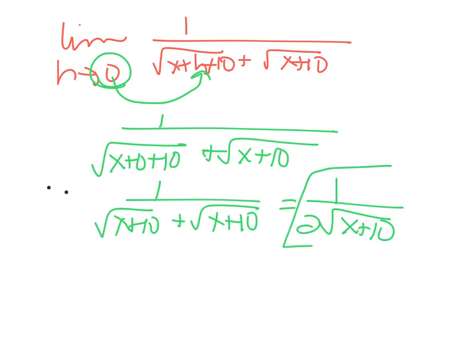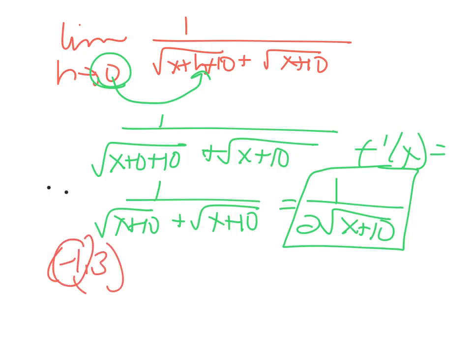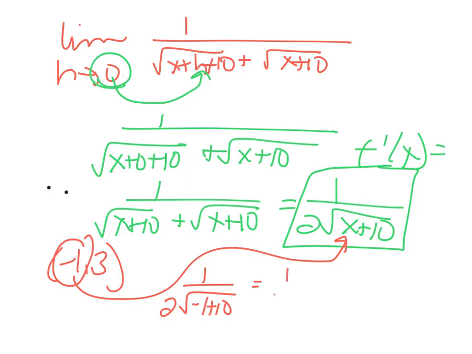This is the expression. This is my first derivative. This is the expression for my slope. So now if we want to plug in the point (-1, 3), I'm going to plug in -1 where the x is. So that gives me 1 over 2 times square root of -1 plus 10, equals 1 over 2 times square root of 9, equals 1 over 2 times 3, which gives me 1 over 6.